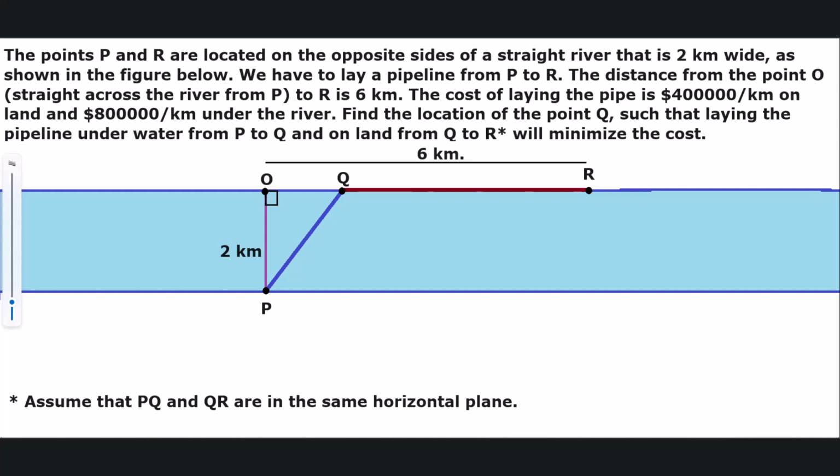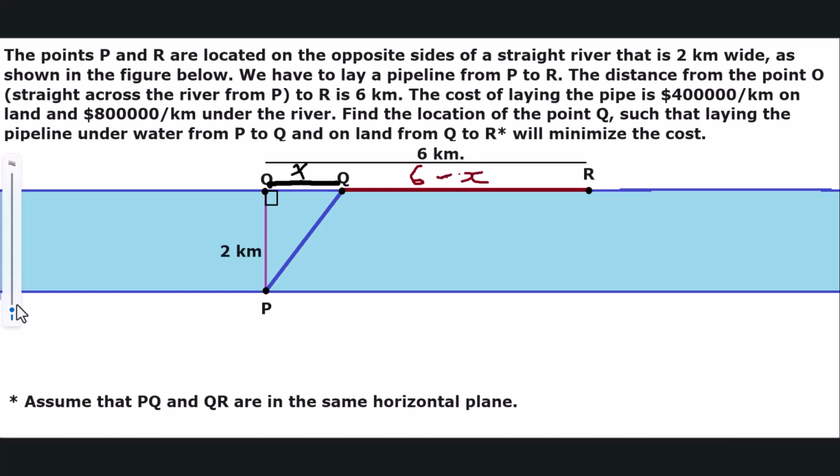So what I'm going to do is start with the routine procedure. That is, I'll assume that this distance between O and Q is, let me make it thinner, say that is X. So this brown distance will be how much? That will be 6 minus X, right? Because this whole thing is 6.